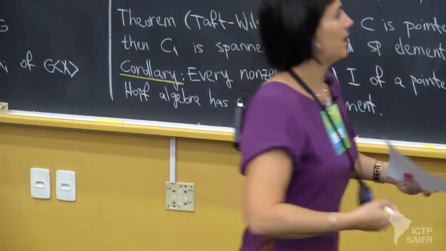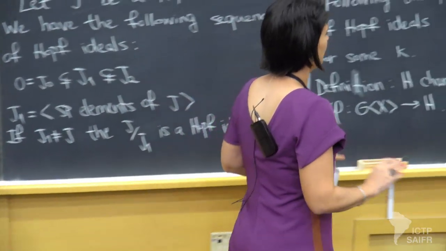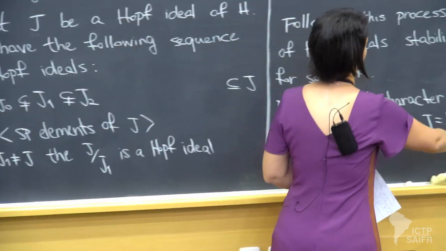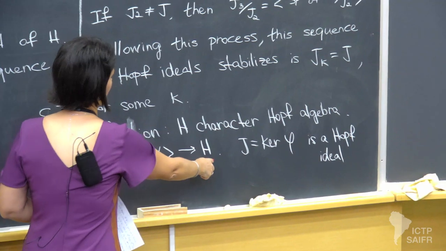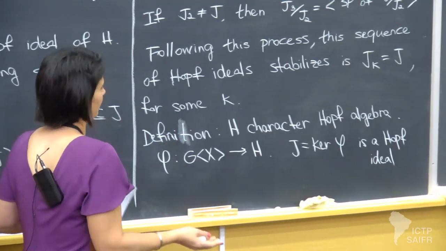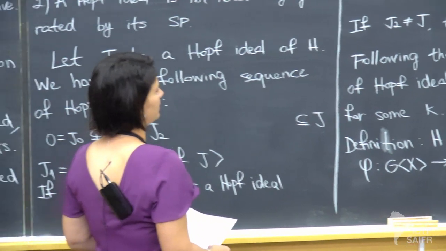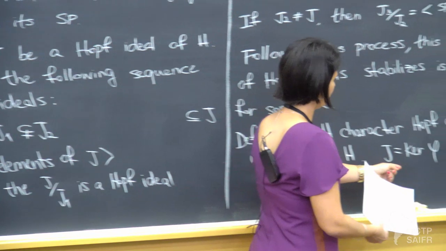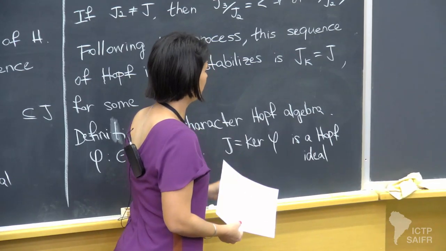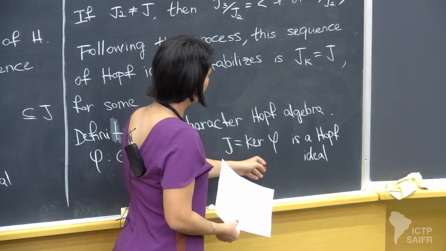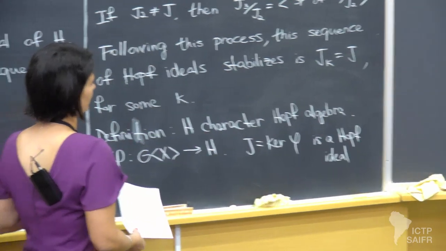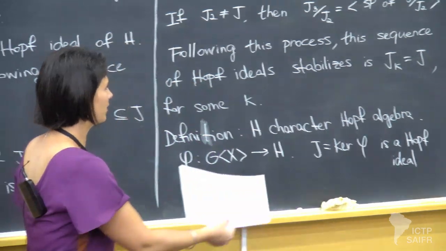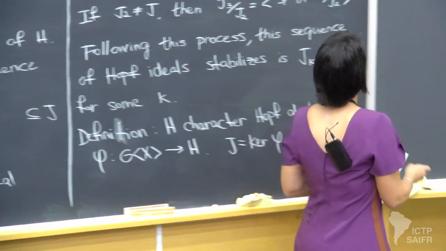So what can happen here? Two things can happen that make this problem not interesting. One thing is this kernel is zero. Maybe X is exactly G of X, and then the combinatorial rank is zero. We have nothing. Another thing that may happen is that J1 is already the whole kernel. When does this happen? When all skew primitives generate J. Sometimes it happens also. And then it's not so interesting. I will talk about an example this way.